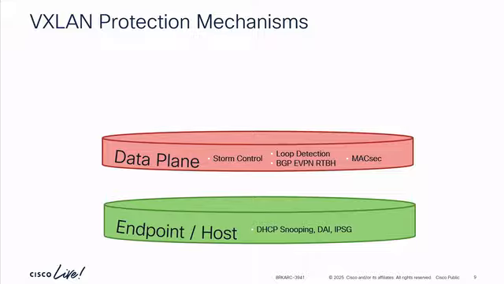Then we're going to look at data plane. Data plane is a vast topic itself. We're going to look at various areas, storm control, loop detection. We're going to prevent DDoS attacks with BGP EVPN remote traffic blackholing. Again, old tools from the SP world brought into the data center. Then MACsec, ensuring confidentiality of data as you're sending it out through your fabric, hop by hop.